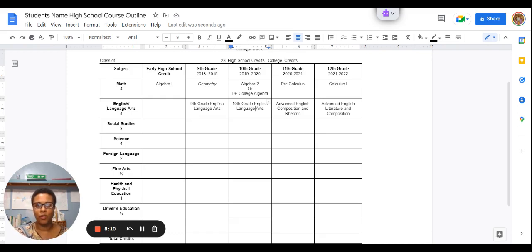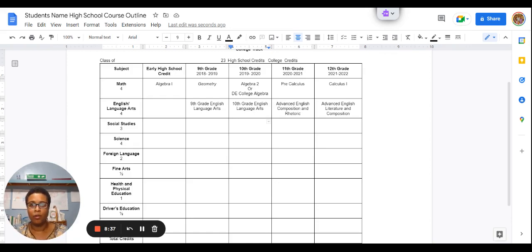Then the next thing you want to do is the social sciences. We know that they need to have a world history, an American history, and American government. Sometimes they do American government and economics. Those are the typical courses. You can do those 9th, 10th, 11th, or you can do it 10th, 11th, 12th. It doesn't matter. You can just type that in there.